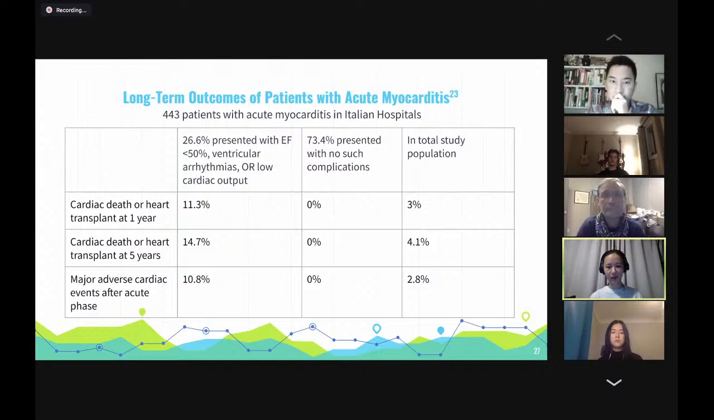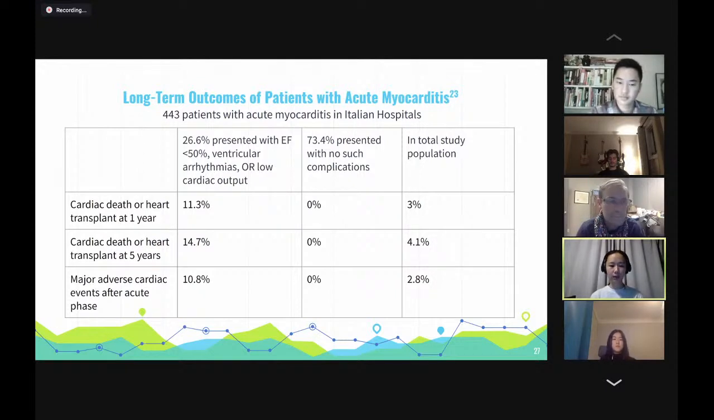So you might be wondering, after looking at those complications, what is the percentage of people with myocarditis who actually develop these complications? For that, we can take a look at this study, which observed 443 patients with acute myocarditis in Italian hospitals. Most of the people in the study, 73.4%, presented with very few complications, but 26.6% presented with certain heart complications, such as reduced ejection fraction, ventricular arrhythmias, or low cardiac output. And this is at the beginning, before any observation was done.